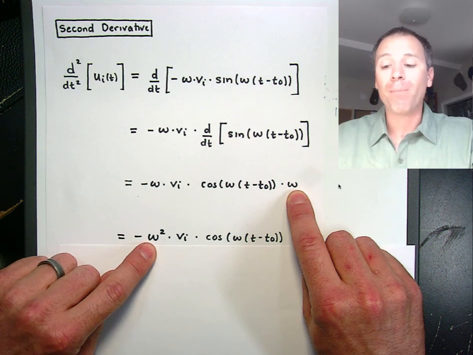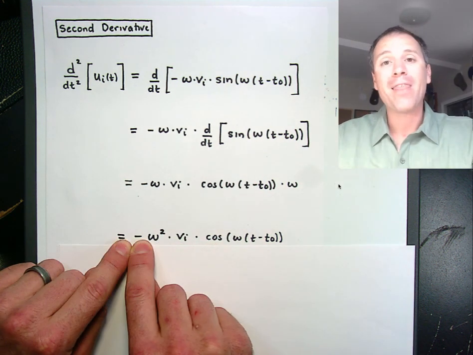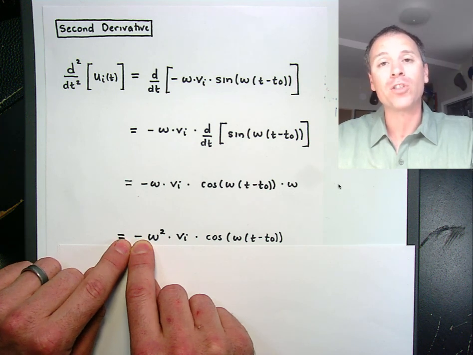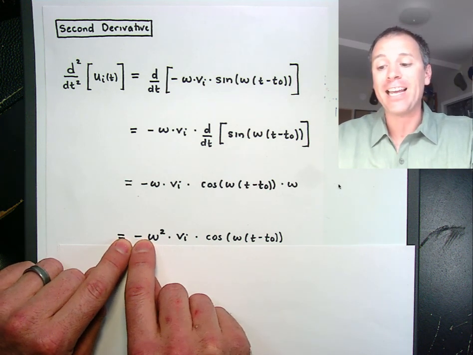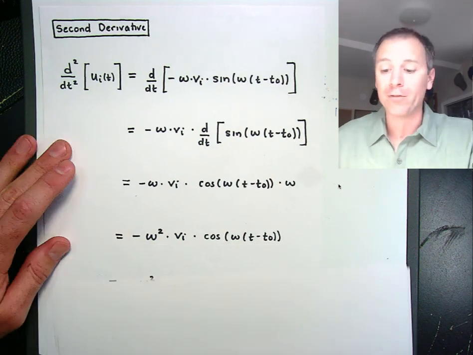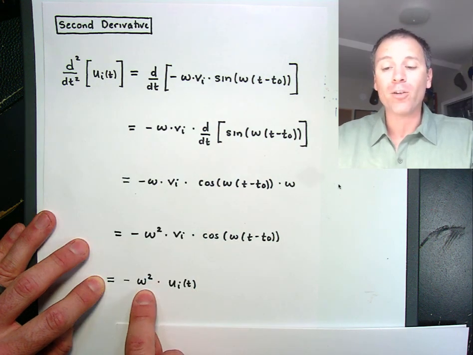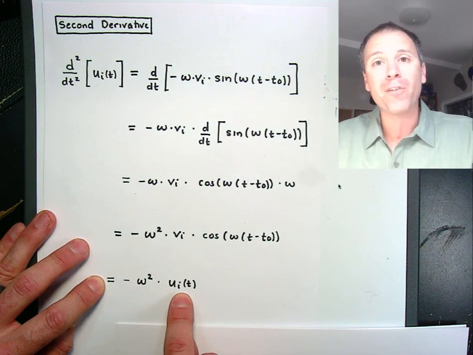The two omegas combined, that becomes omega squared v_i times cosine. That negative came out because the first derivative of cosine was negative sine. It stayed negative because the derivative of sine is positive cosine. There's only one negative. Notice then, however, that the second derivative is a scalar multiple of the displacement function itself.